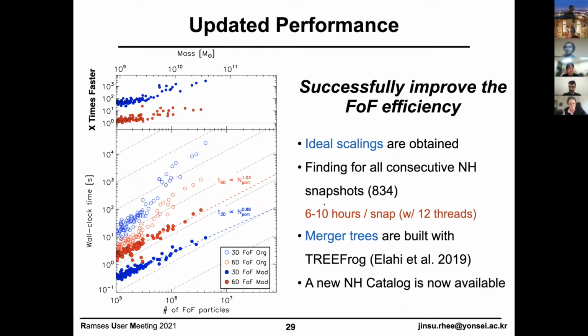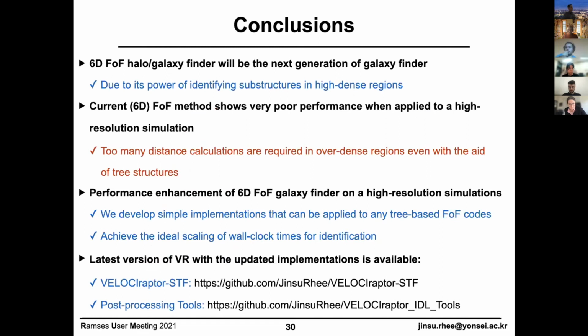For all consecutive 800 New Horizon snapshots, we successfully find galaxies and halos with 6D FoF, and their merger trees are built as well. And we note that a new New Horizon catalog is now available. I'll leave my conclusions here and take questions.